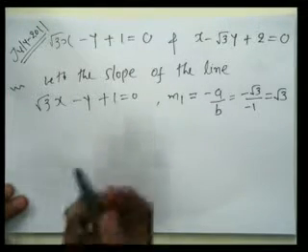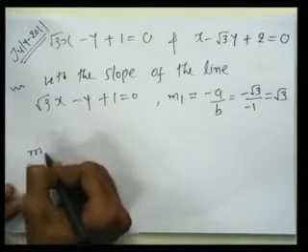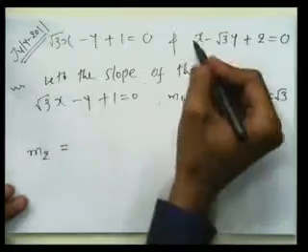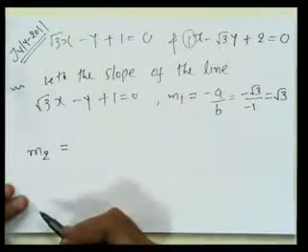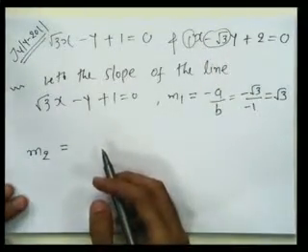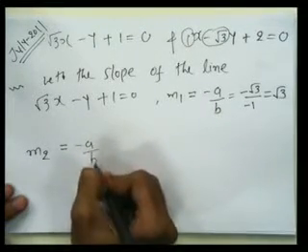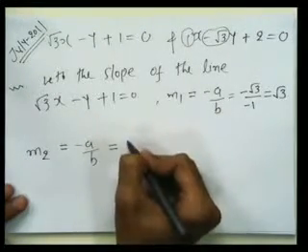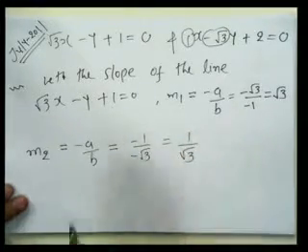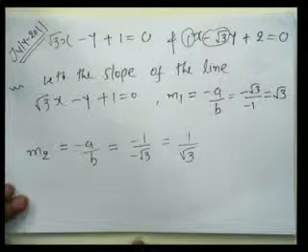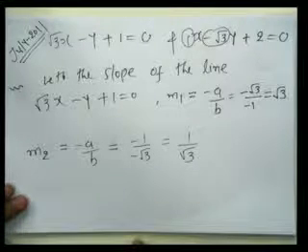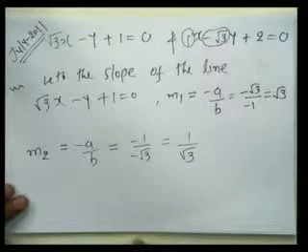In the same way, if the slope of the second line we say that is m2, then here m2 is equal to minus a upon b. So here a is equal to nothing but 1 and b is equal to minus root 3. So we will get minus a upon b is equal to minus 1 upon minus root 3, which is equal to 1 upon root 3. So we have the slopes of both lines which is given in the example, and our idea is to find the angle between these two lines.